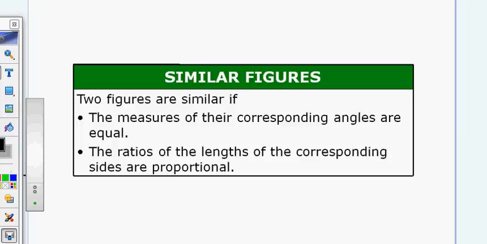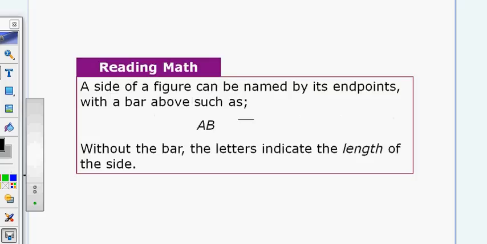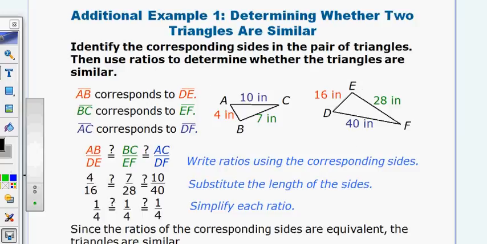And just a little side note, if you want to read that again, you can pause or rewind back. And this is how I just wrote it out. Side AB is written with a line over it. So let's actually look at a problem.